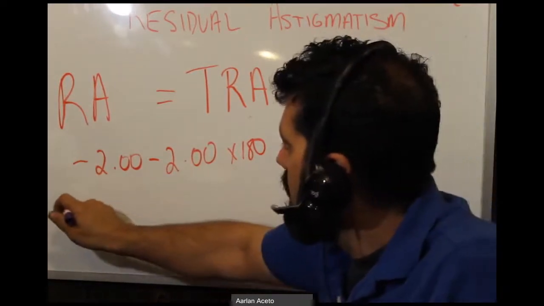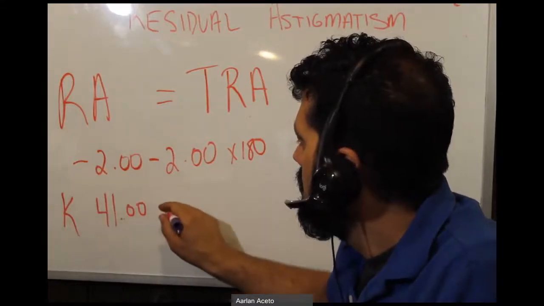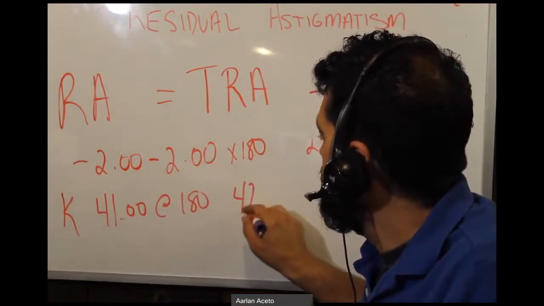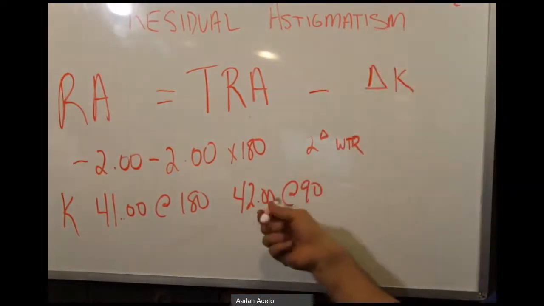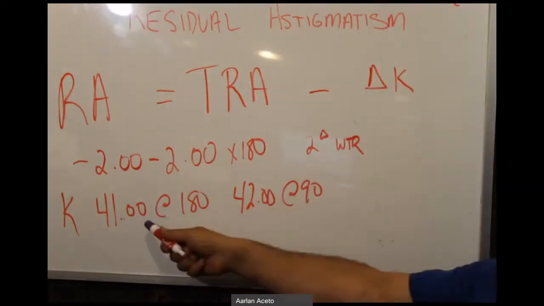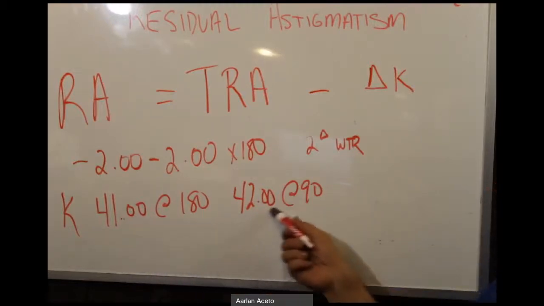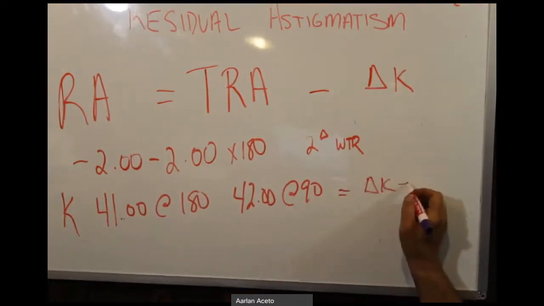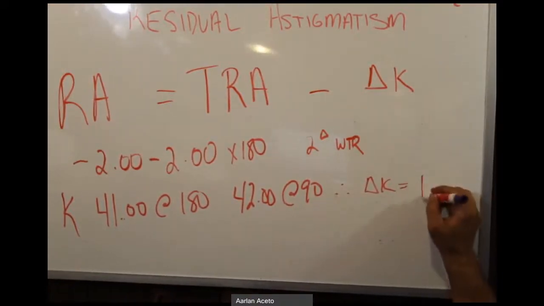And let's say my K readings are 41 at 180. And now we're going to do 42 at 90. In this case, what's my delta K? Well, the difference from delta K, my flattest K is 41. My steeper is 42. So the difference for this, my delta K, therefore, delta K equals 1 diopter of with the rule astigmatism.